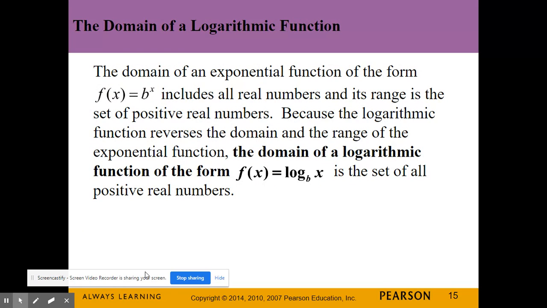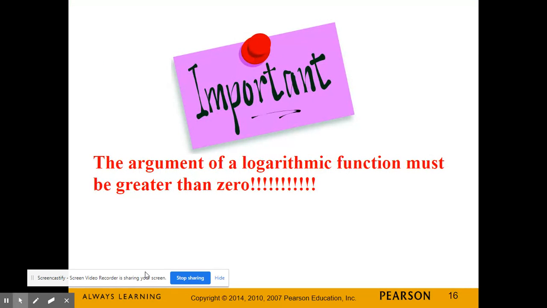All right, domain of a log function. I'm going to dive a little bit more into this. So the domain of an exponential function of the form f of x equals b to the power of x includes all real numbers, and its range is the set of positive real numbers. Right? Because the log function reverses, it's the opposite. The domain of a log function is a set of all positive real numbers. The range is all real numbers. That's the same information that we just showed or talked about on the previous slide.